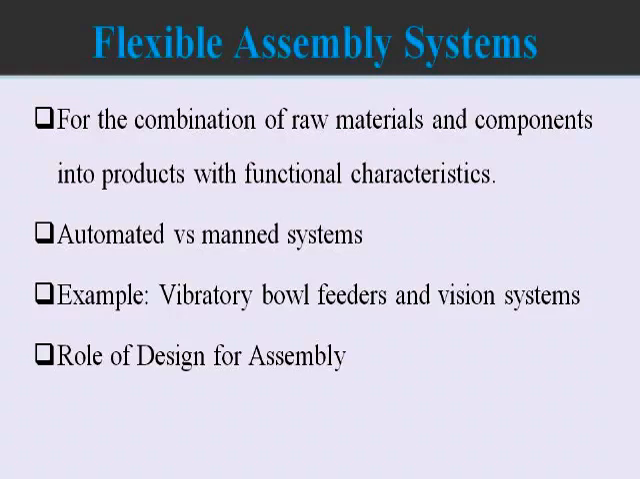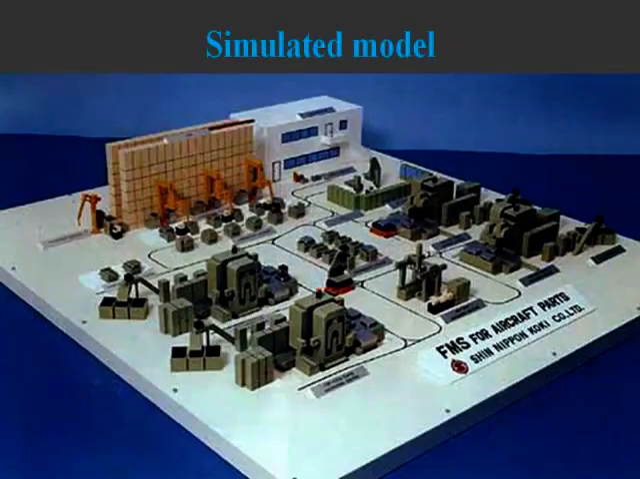For the combination of raw materials and components into products with functional characteristics, we need to use a lot of devices like feeders, hoppers, and computer-aided vision systems to take care of the assembly. You can see this is a complete simulated model of an FMS, a typical FMS. An FMS design and how it looks has been built using one of the simulation packages.